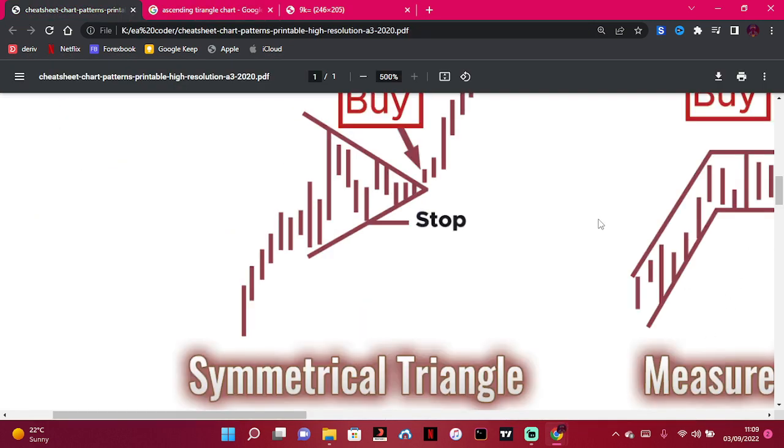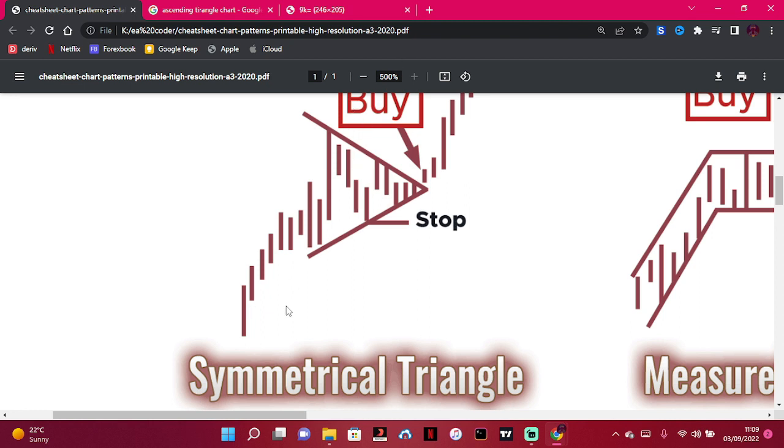The other chart type is the symmetrical triangle. It's similar to the ascending triangle, but for this one, as the name says, the symmetric triangle looks almost exactly the same in terms of slanting. As you can see, this line which is below is going up, and the line which is above is coming down, and eventually both of these lines meet. And once that happens, you simply wait for price to break out, then you enter a buy.